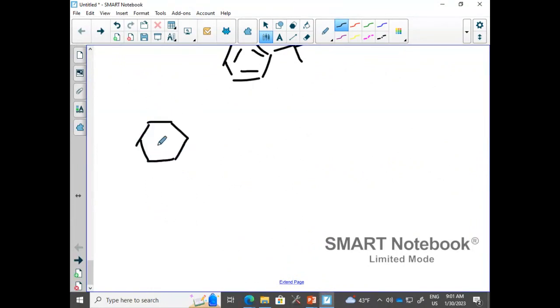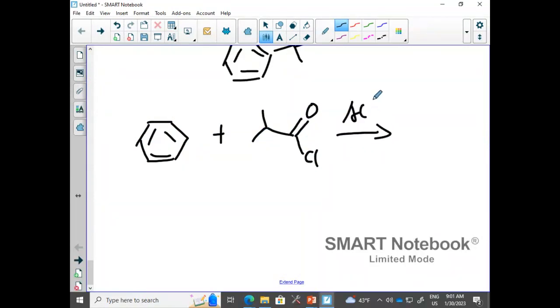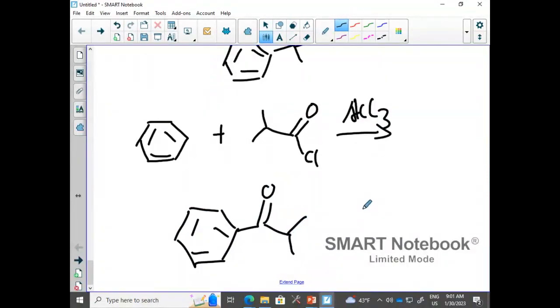So how do you do that? You need to go through the acylation path, like here, with aluminum chloride. Then you get this acylation product. Then you can do the Clemmensen reduction.